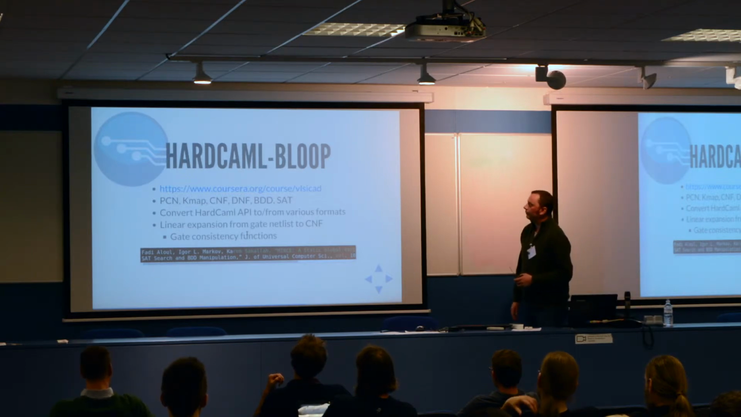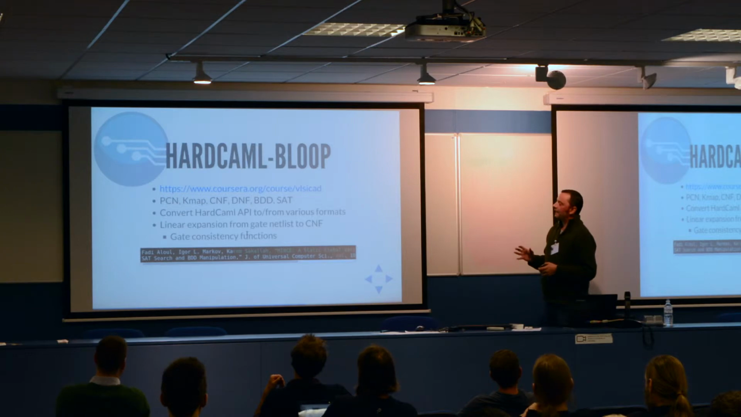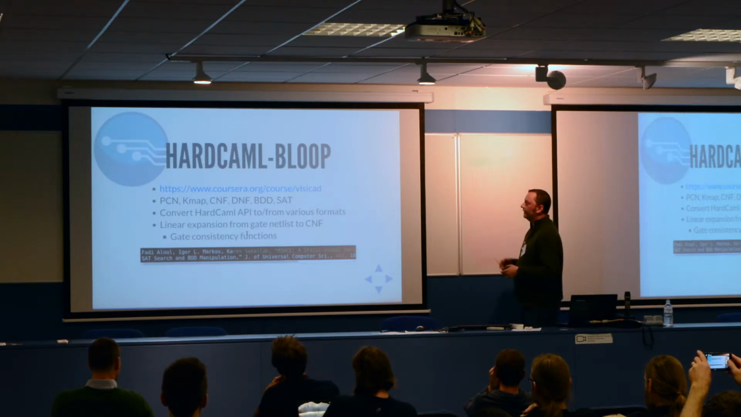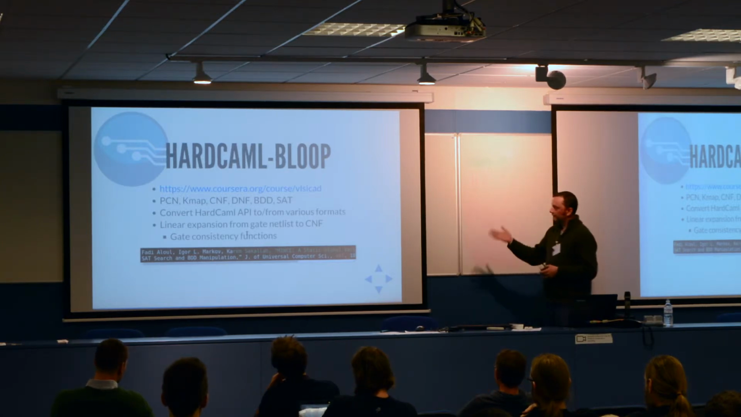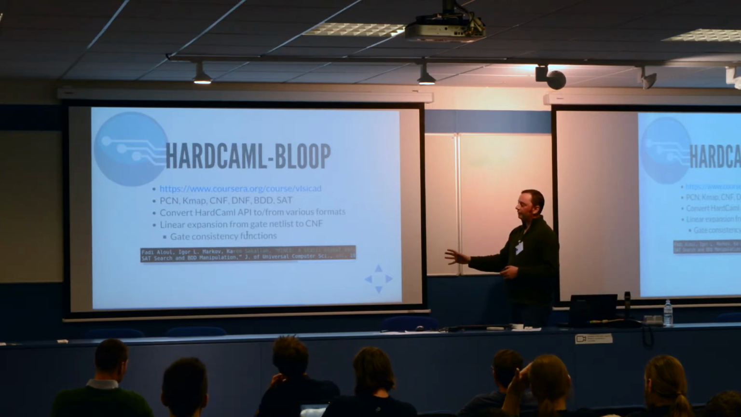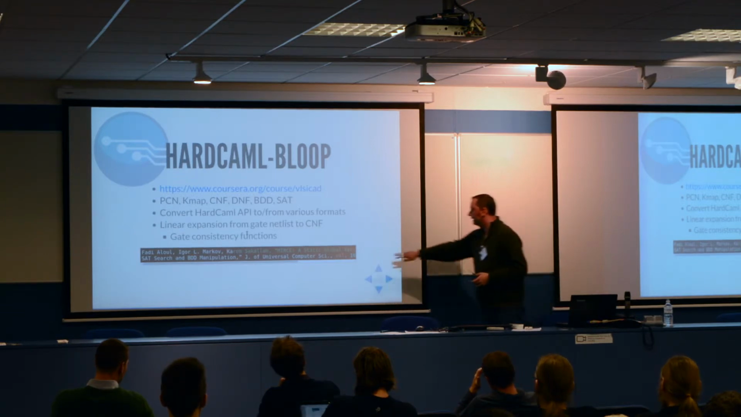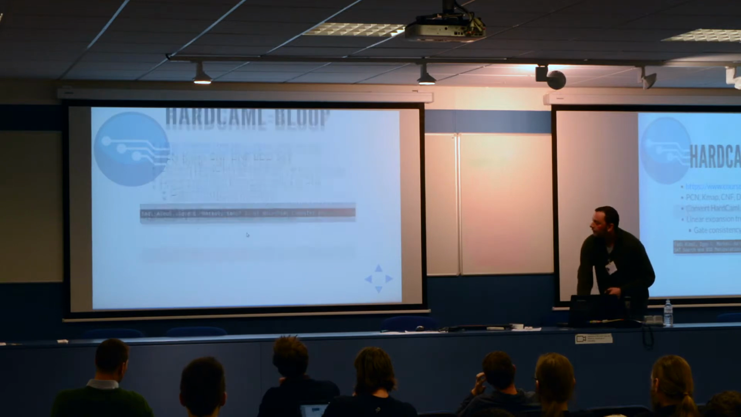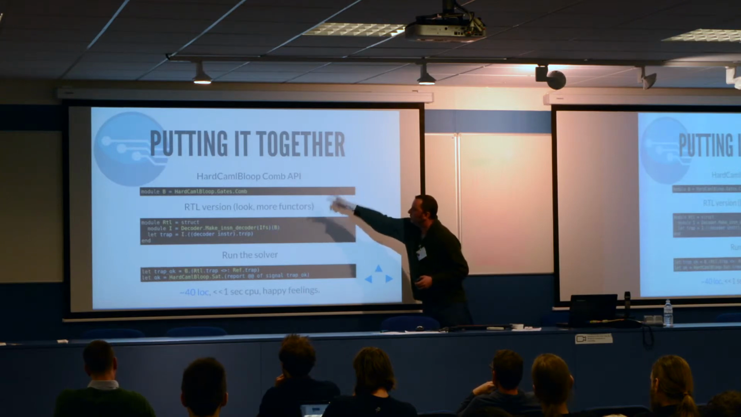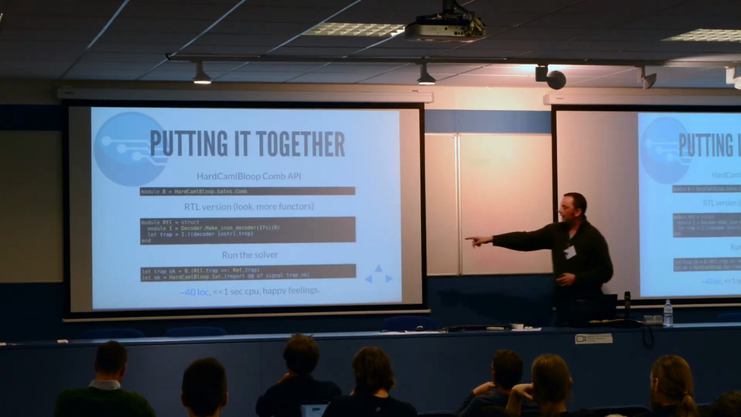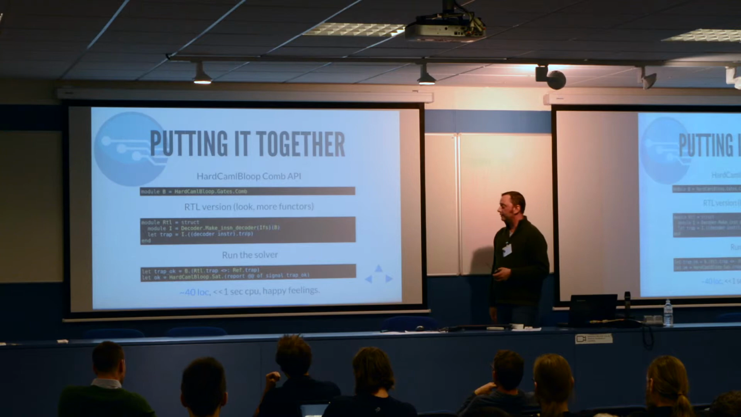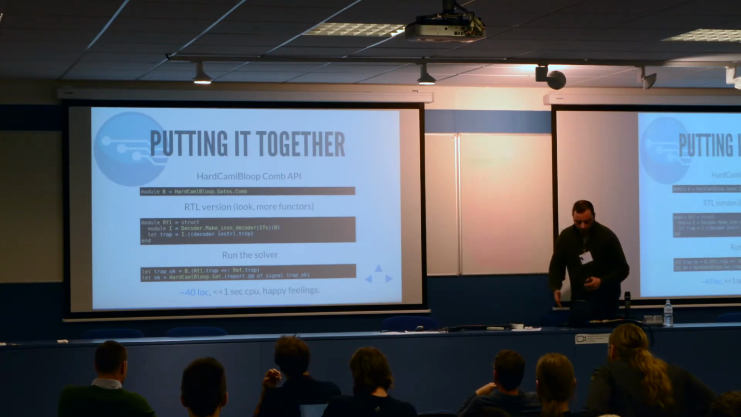So there's HardCaml Bool Lock, which is sort of the Boolean logic library. It converts the HardCaml API to and from various hardware data types like positional cube notation, various normal forms, BDDs, and SAT. We have a linear expansion from a netlist to CNF using the notion of data persistent functions, which I think is described in this paper. Bringing them all together, we use functors, we apply the functor we need from this API, set up the equation and run SAT. So the whole thing actually checks every instruction in the instruction set. It's less than 40 lines of code, runs in less than a second, and when it works, all good.